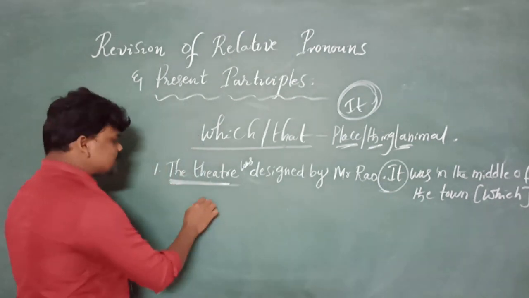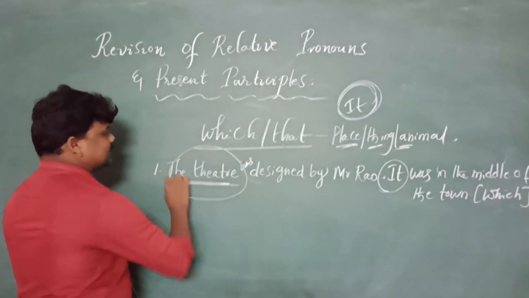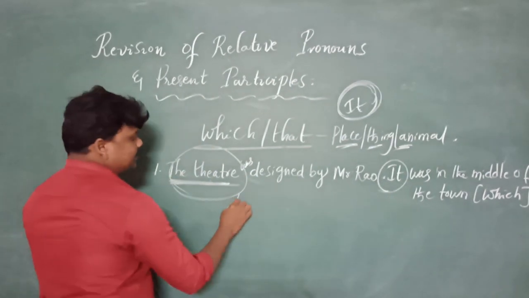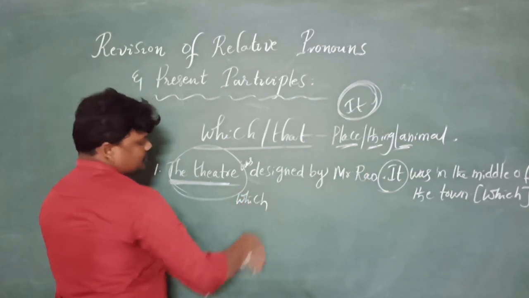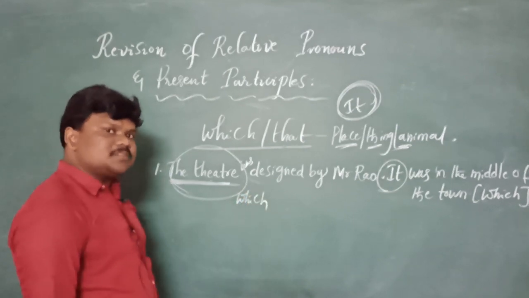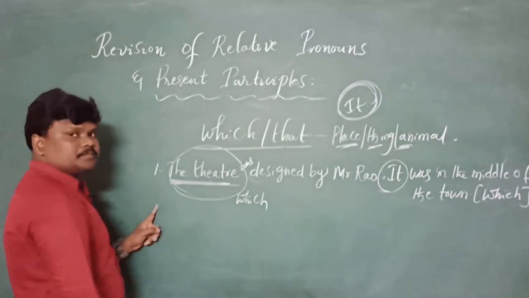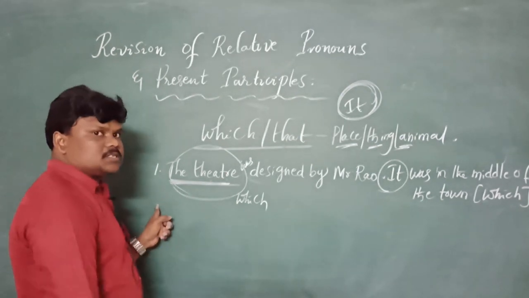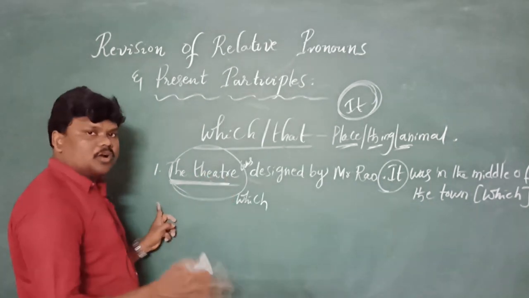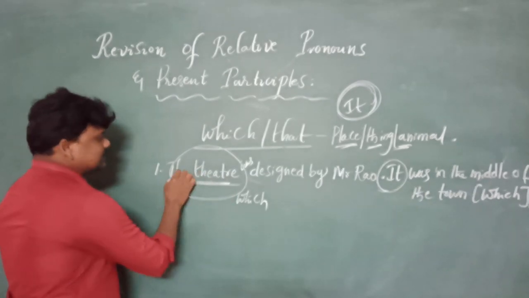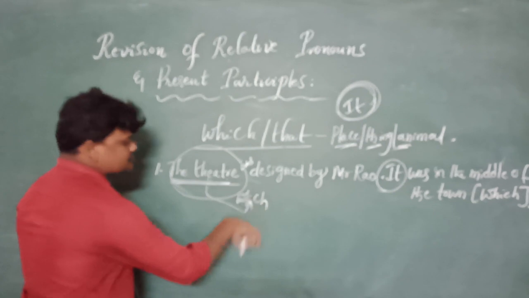So what might be the answer? Can you guess it? The theater, immediately we need to write which. And as I have noticed, many children started the answer with "which theater," which gives a wrong sense. Which theater? Wrong. Okay na? So the theater immediately follows which.